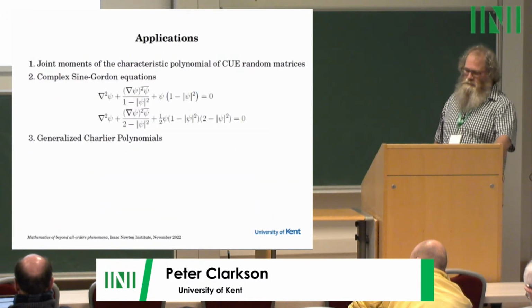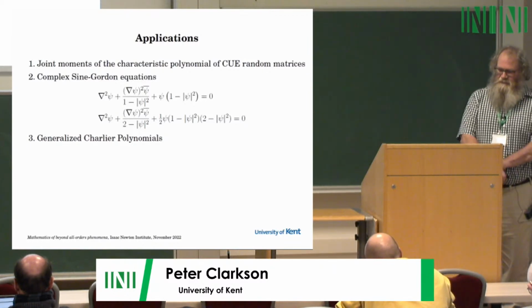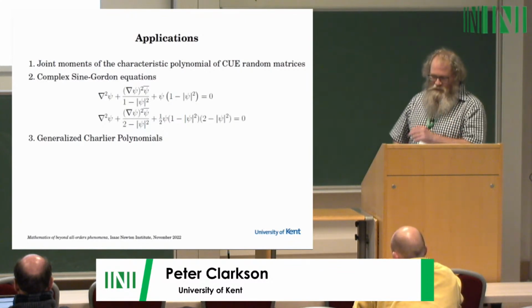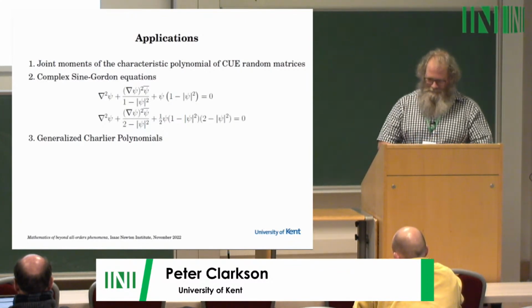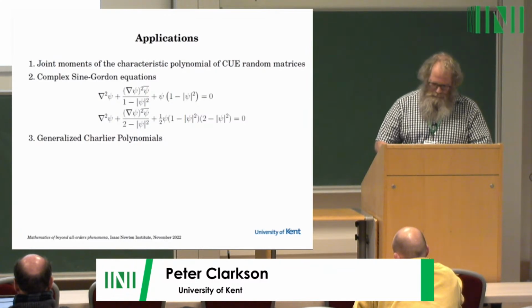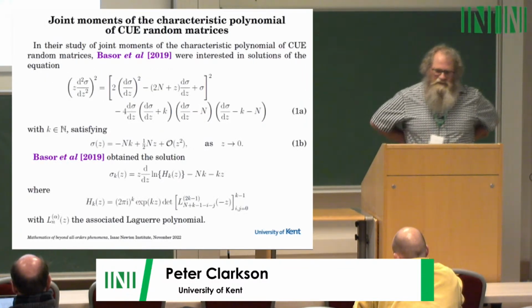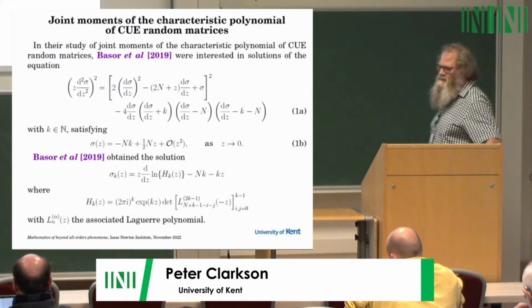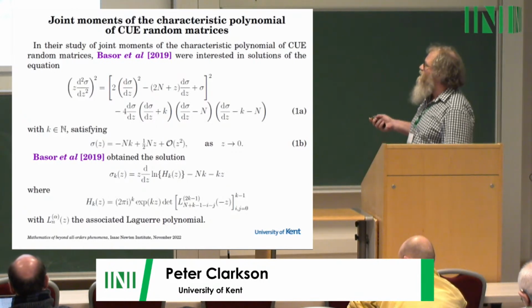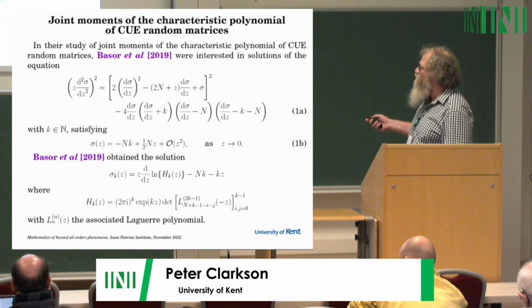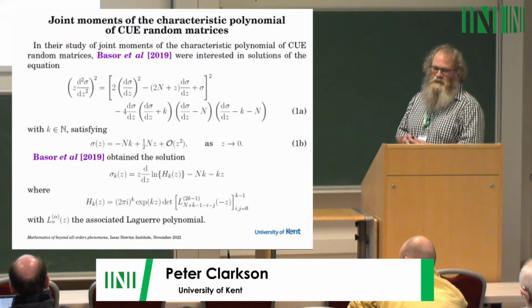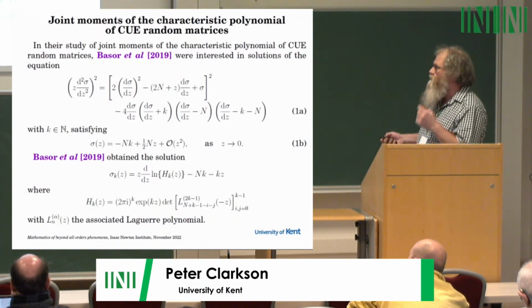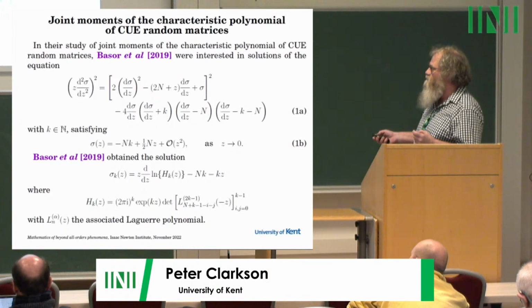So now let me look at some applications. The first one is related to CUE random matrices. It involves a paper where one of the authors was Alexander. In their study of joint moments of the characteristic polynomial of CUE random matrices, Basor et al., and there are about 7 others I believe, including Alexander, were interested in solutions of this equation, which is the sigma equation for Painlevé A5. Capital N is the size of the matrix, and K is an integer.